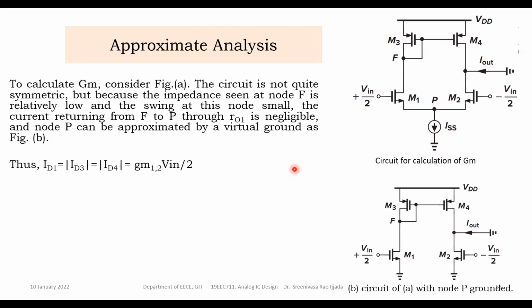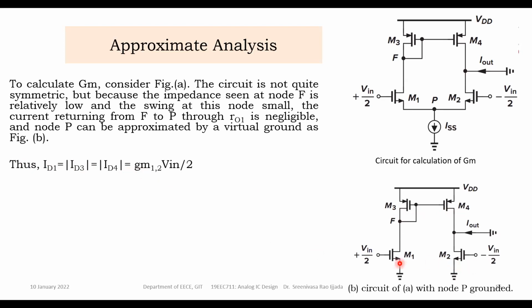So in this case, what is ID1? The current flowing in this branch is equal to whatever the other element is there. M3 is there, and the current to M3 is ID3. These two are the same. And because of the current mirroring concept, this current and this current are the same. So ID1 is equal to ID3 is equal to ID4. This is equal to how much?